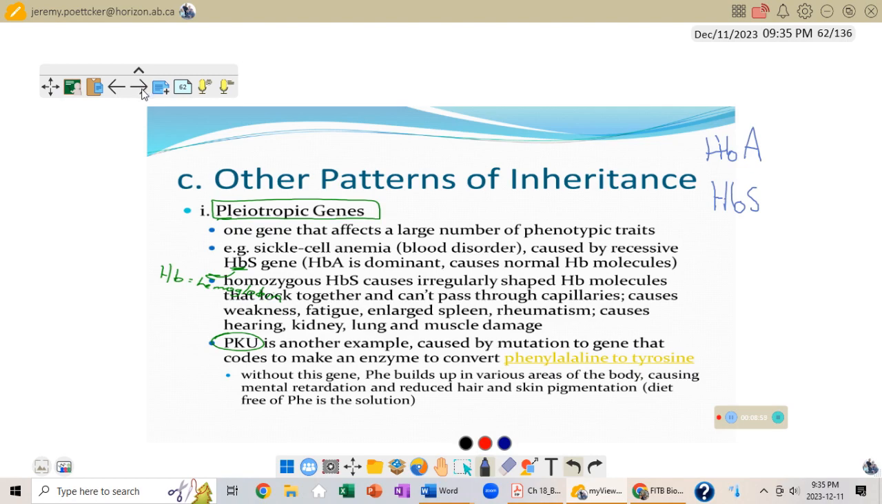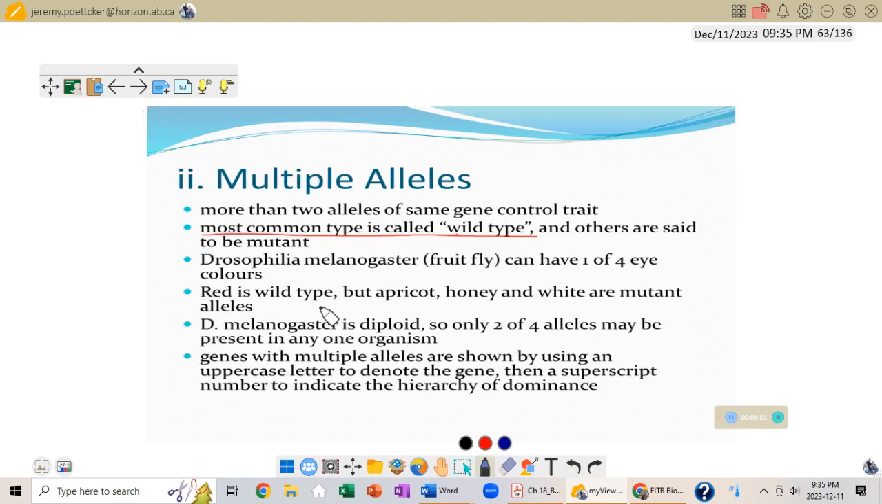If we jump ahead, we can also talk about multiple alleles, and this is usually not a super difficult concept for people. Fruit flies have one of basically 4 eye colors, although I've seen sources that say there are actually many more than that. But we look at 4 types. Red is the wild type, and this is the most dominant. Apricot, honey, and white are mutant alleles.